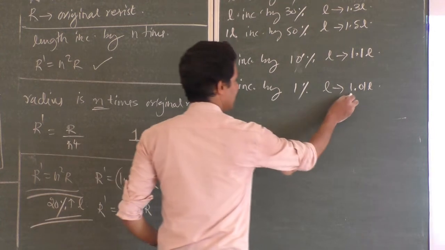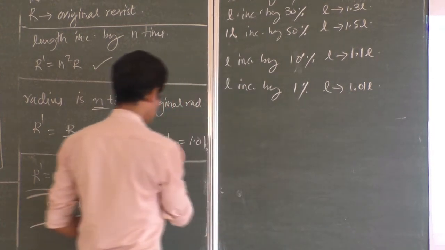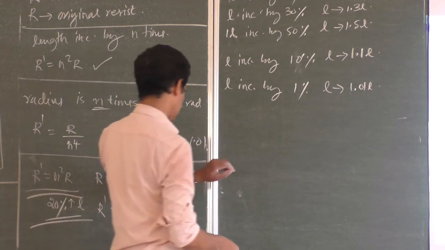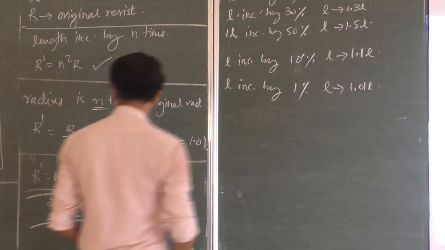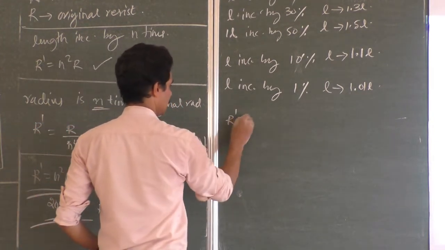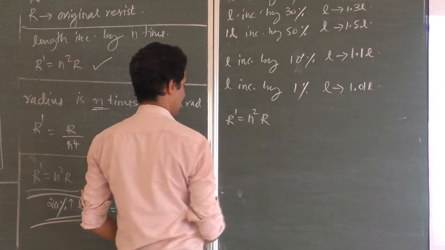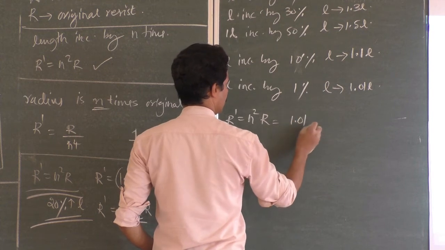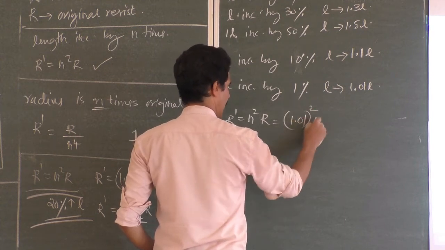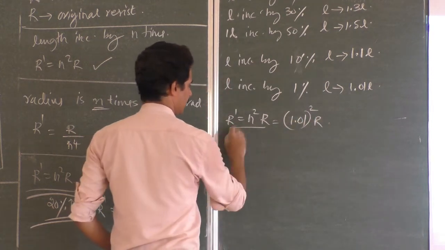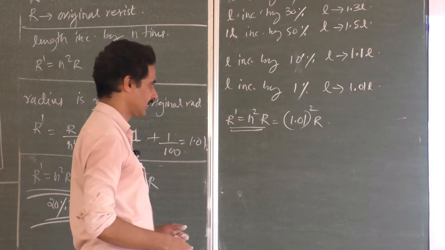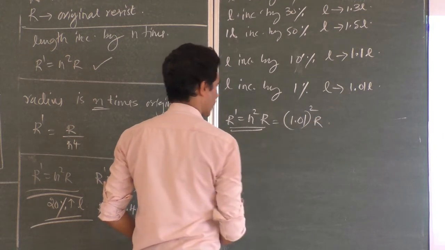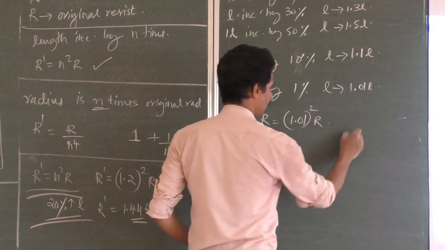Now, if the length increases by 1%, which is 1 out of 100, then the new length is 1.01 L. So now N has to be substituted: the new resistance is N square times the old resistance. N square is 1.01 square R, and this is a ready-made formula we got after substituting all the lengths. You saw this in the previous video. 1.01 square R.